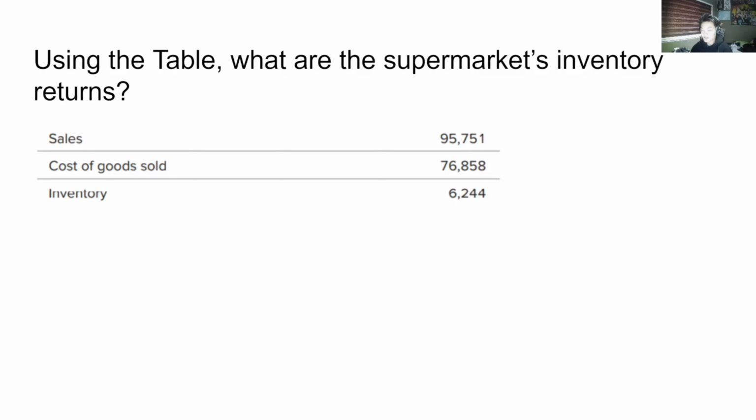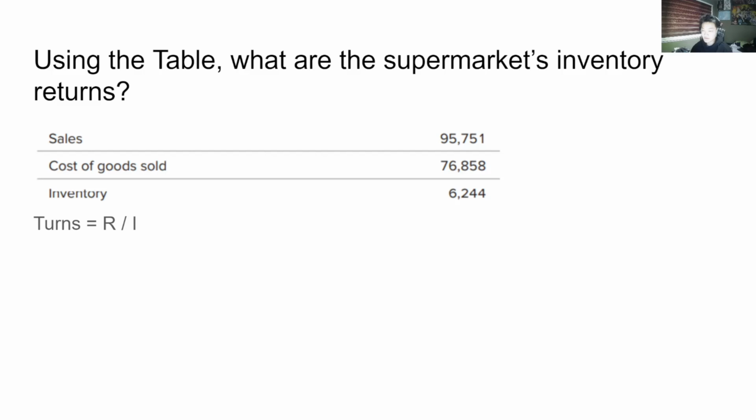Alright, our next question is going to be providing us with a table, and it is asking us for the supermarket's inventory turns. Again, let's start off with the formula that we need to use for this. We see the keyword inventory turns, so already we know we are going to use the inventory turns formula, which is, as we used before, the flow rate divided by inventory.